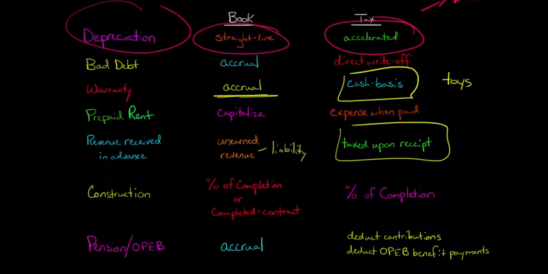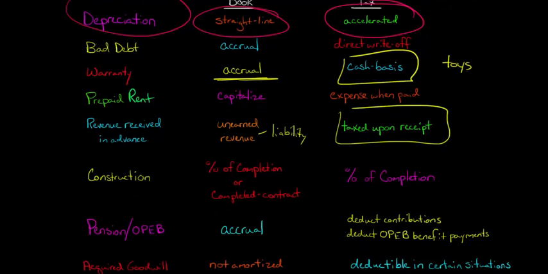And then for pension accounting or for other post-retirement benefits, with financial reporting, you use the accrual method, right? So you're going to accrue expenses, and there's a very complicated way of figuring out how to do that, particularly if it's a defined benefit pension plan. But for tax purposes, for a regular pension expense, you can deduct when the contributions are made to the pension fund. And then also for other post-retirement benefits, you can deduct the benefit payments. So that's going to lead to a temporary difference.